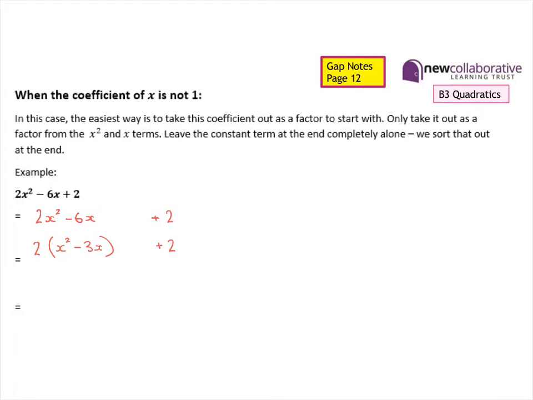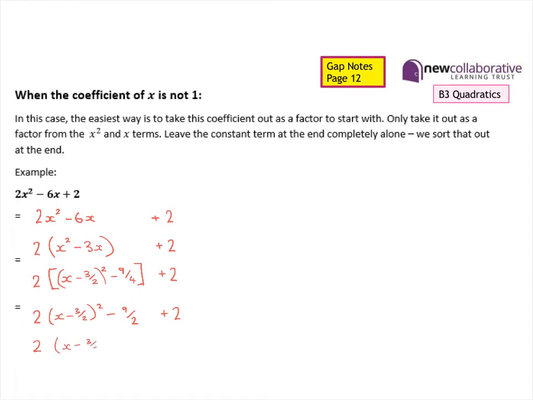And then we can complete the square on the bit inside the bracket. So that gives us x take away 3 over 2 squared, subtract 9 over 4, and then we've got our plus 2, which we'll deal with at the end. And then we can multiply the part in the square brackets now by 2 to give us 2 multiplied by x minus 3 over 2 squared, and then we're going to multiply 9 over 4 by 2, which gives us 9 over 2, and then finally we've got our plus 2, which we're going to deal with now by adding that onto our negative 9 over 2.